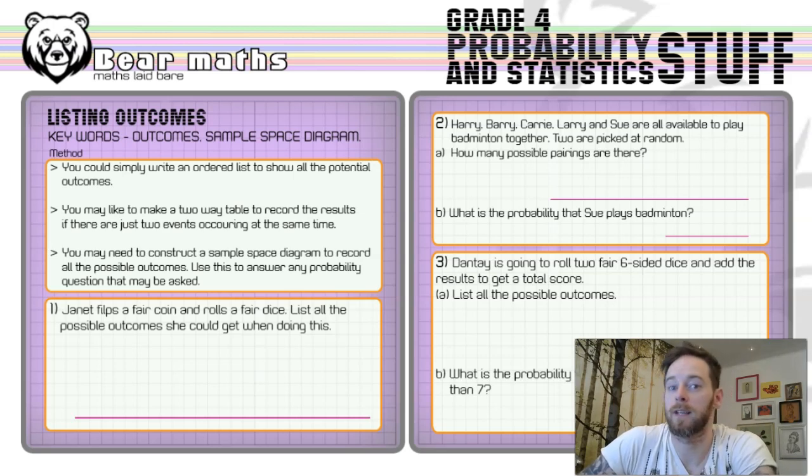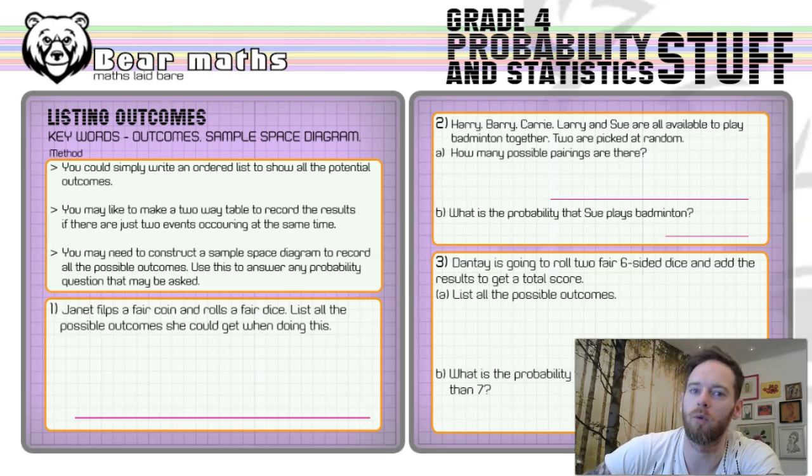This one is on listing outcomes, and the keywords I've got for you are outcomes and sample space diagram. Now, outcomes are the results of putting some events together. So something's going to happen, something else is going to happen. Right? What's the outcome?